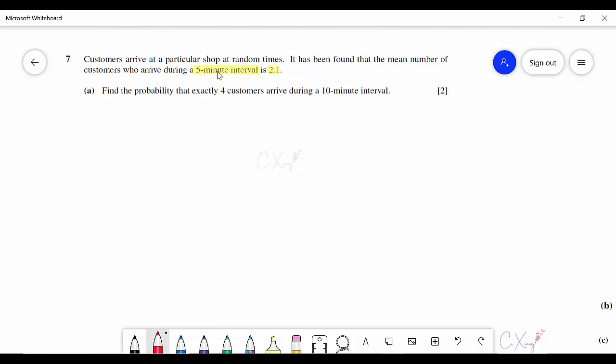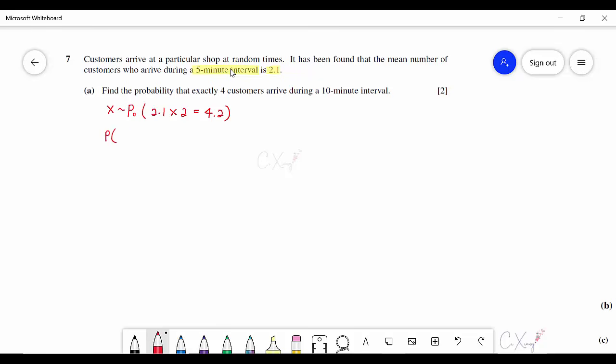They want us to find the probability that exactly 4 customers arrive during a 10-minute interval. When they want us to calculate the probability for a 10-minute interval, you need to adjust the mean according to the interval. We have 2.1 for a 5-minute interval. Therefore, the mean for a 10-minute interval will be 2.1 multiplied by 2, because the interval is 2 times longer. So it will be 4.2, and your lambda now is 4.2.